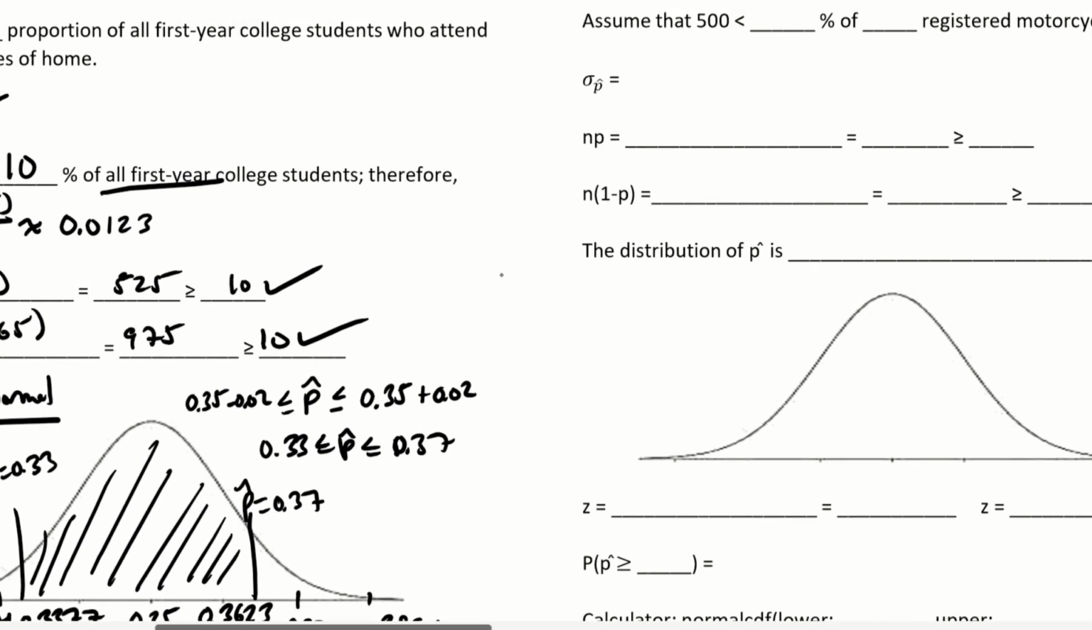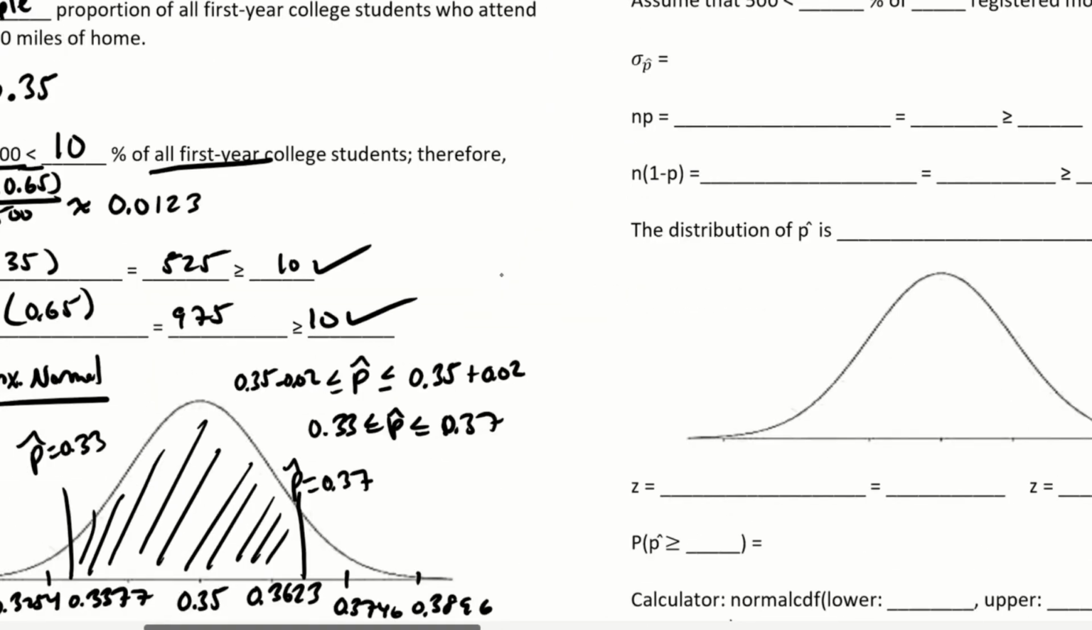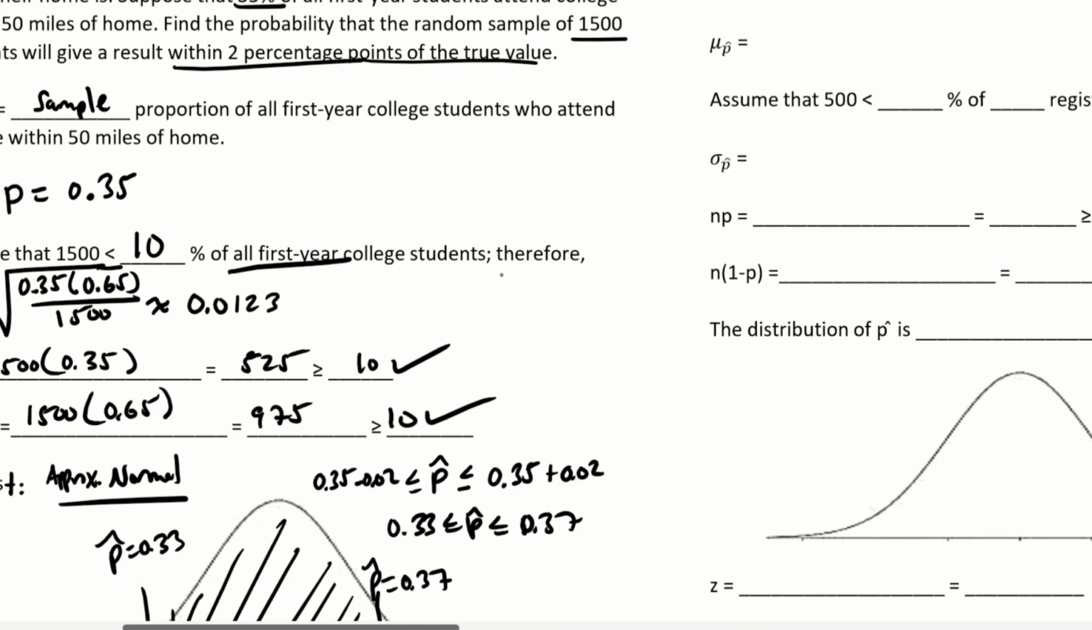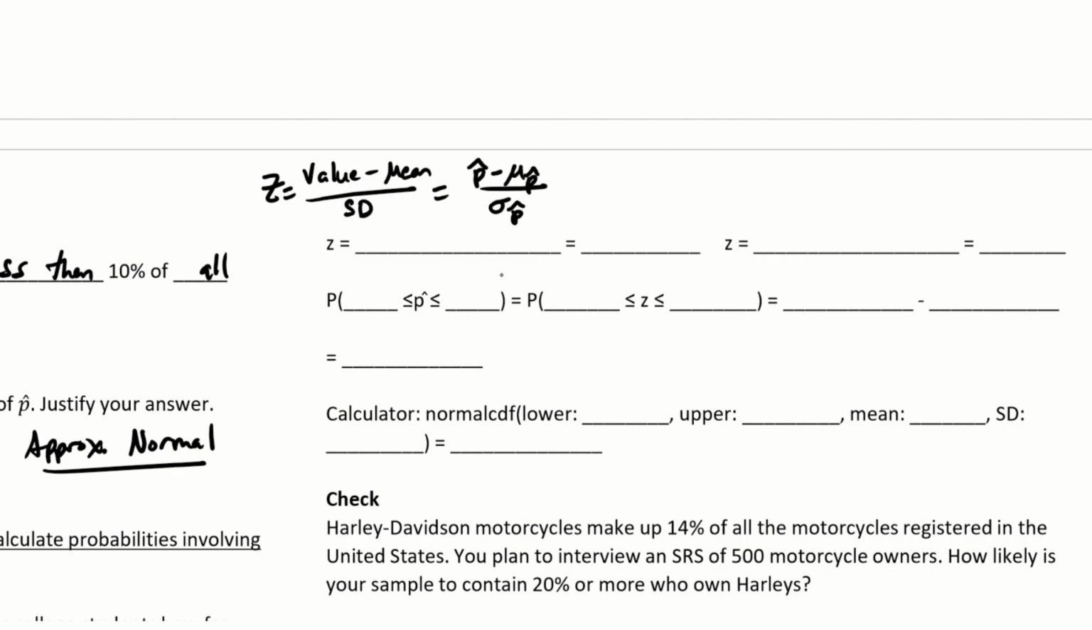So what we're going to do is use a calculator and the z-score. Let's write down the formula for the z-score. Remember, the z-score is value minus mean divided by the standard deviation. Now the value is p hat. The mean is mu p hat. And the standard deviation is sigma p hat. Now remember that mu p hat is equal to p. So it's really p hat minus p divided by sigma p hat.